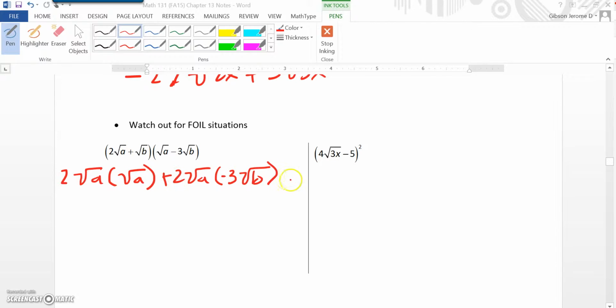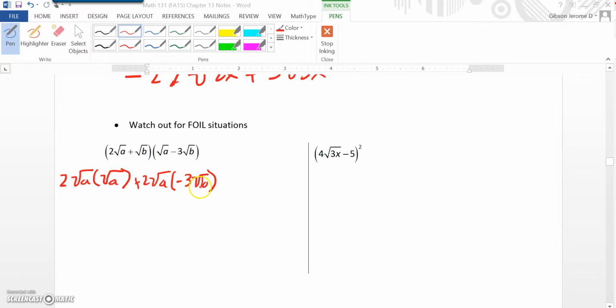Now we would take the square root of b. Now, of course, if you notice here, I don't have enough room. So I rewrote this a little smaller to give me a little bit more room. So we go here to the plus square root of b times the square root of a plus the square root of b times the negative 3 square root b.